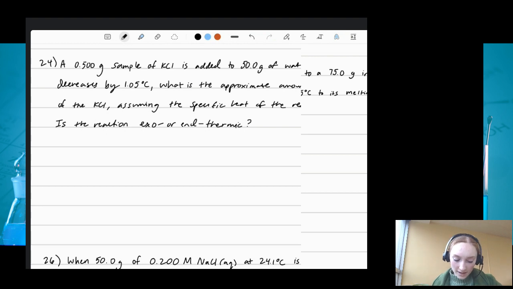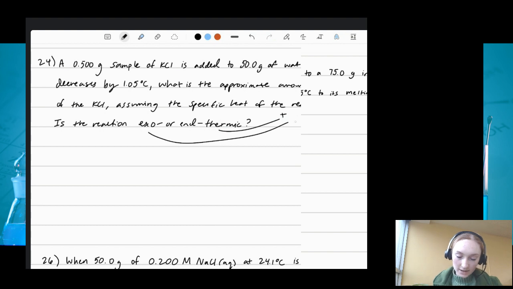Just to clarify what these mean, exothermic means we will have a negative Q value, and endothermic means it'll have a positive Q value. So whatever heat answer we get, that's the Q value it's asking for. If it's positive or negative, it'll already answer that question without us really having to do anything.